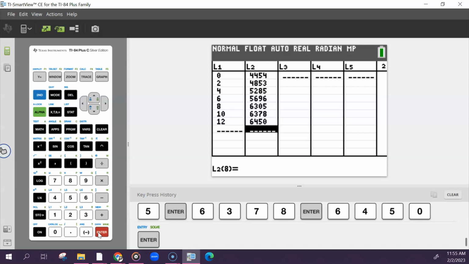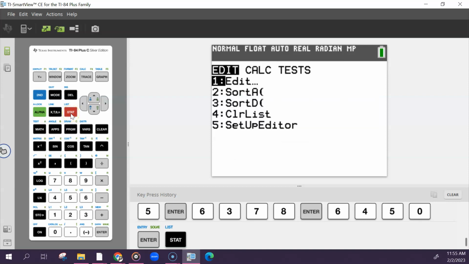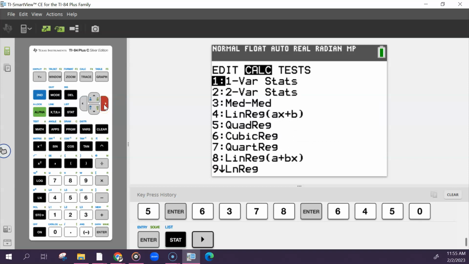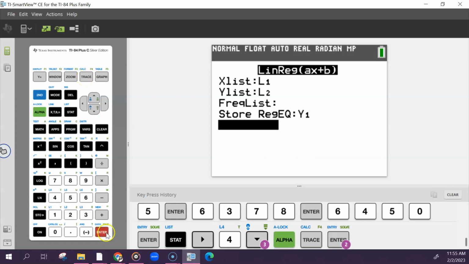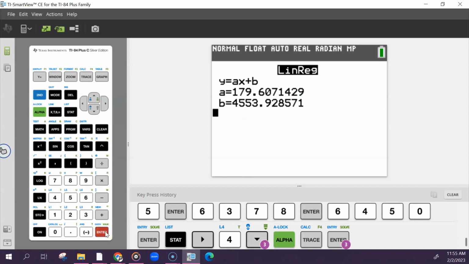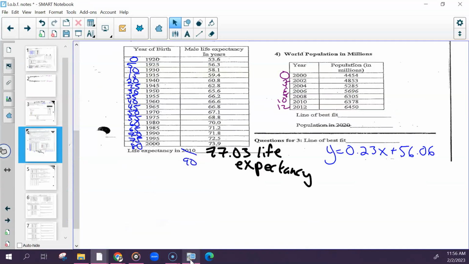If you're doing it in the calculator, your next step would be to go back to stat, scroll to the right to calc, down to 4 or hit 4. Make sure these are the same, L1, L2. Store this as alpha trace and hit enter until your screen changes. If you're on Desmos, you should get the same thing once you type in your Y1 tilde m x1 plus b. 179.61, since we're rounding, 4x plus 4553.93. You can write that into your line of best fit for number 4.